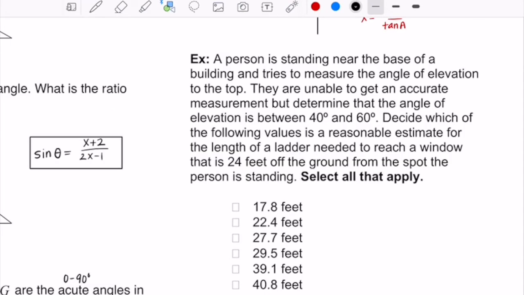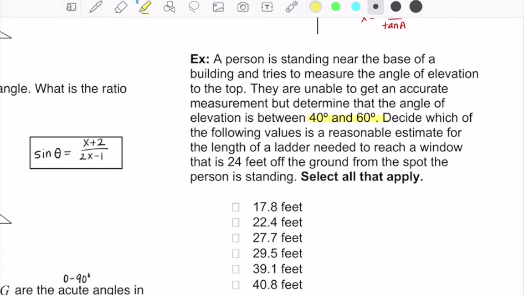All right, on the next example, it says a person is standing near the base of a building and tries to measure the angle of elevation to the top. They're unable to get an accurate measurement, but they determine that the angle of elevation is between 40 degrees and 60 degrees. Decide which of the following values is a reasonable estimate for the length of a ladder needed to reach a window that's 24 feet off the ground.